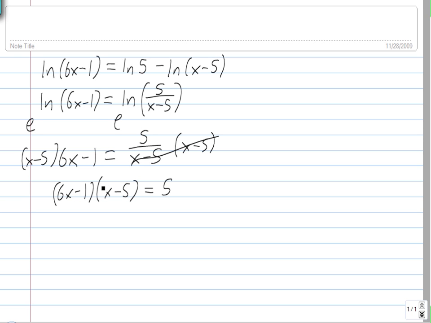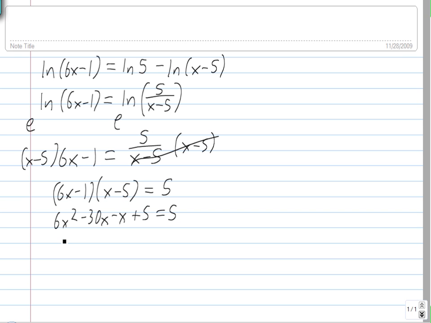Now we need to distribute these binomials. So 6x times x is 6x squared. 6x times negative 5 is negative 30x. Negative 1 times x is minus x. And then negative 1 times 5 is positive 5 equals 5.